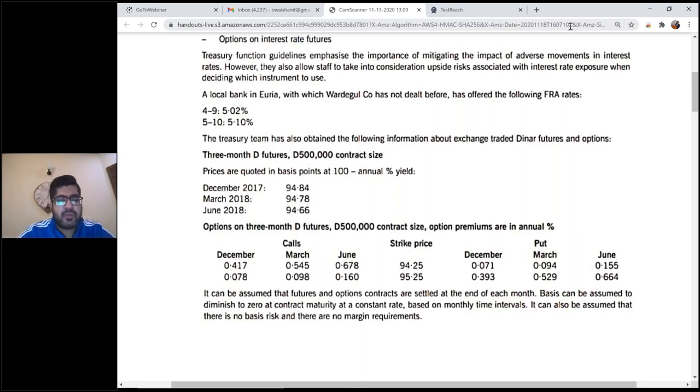It can be assumed that futures and options contracts are settled at the end of the month. I told you yesterday as well that it's always 30th March, 30th June, settlement at the end of the month. Basis can be assumed to diminish to 0 at contract maturity based on monthly intervals. It can't be assumed that there is no basis risk, no margin requirements.